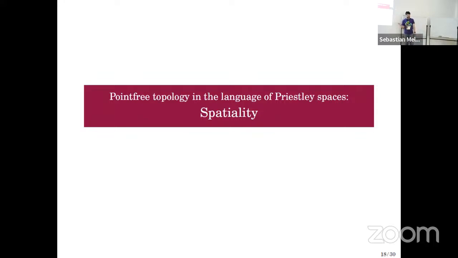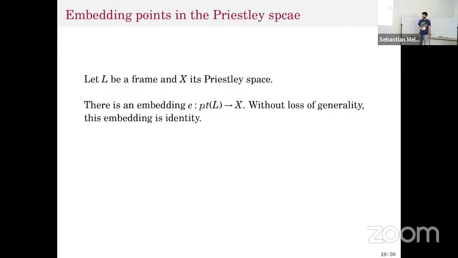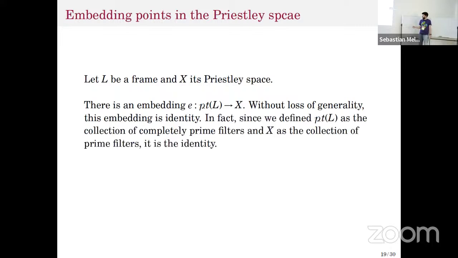First, I want to start talking now about spatiality. How do we talk about spatiality in this setting? We have a frame L and its Priestley space. We can embed the points into X, the points of that frame. I say without loss of generality, the embedding is identity. If you remember, I defined the points of L to be the collection of completely prime filters and X the collection of prime filters. So points of L actually sits inside X as a subset. So this embedding is identity.